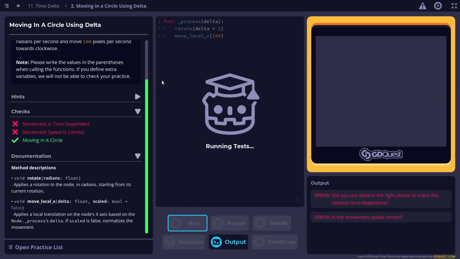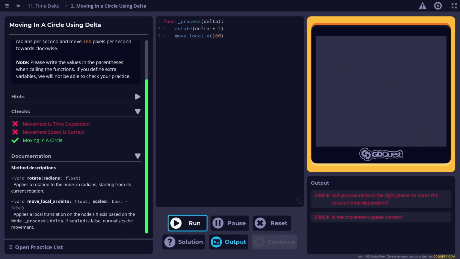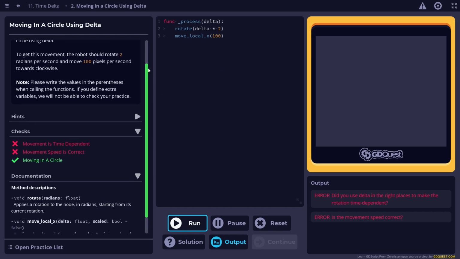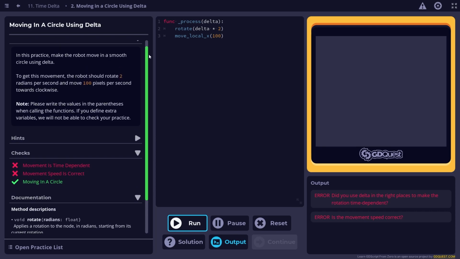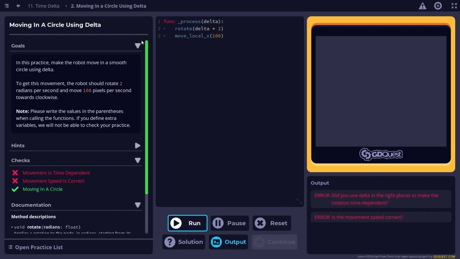He's flying. He is flying. He's not moving in no circle though. Okay, what? I could have sworn I did this.